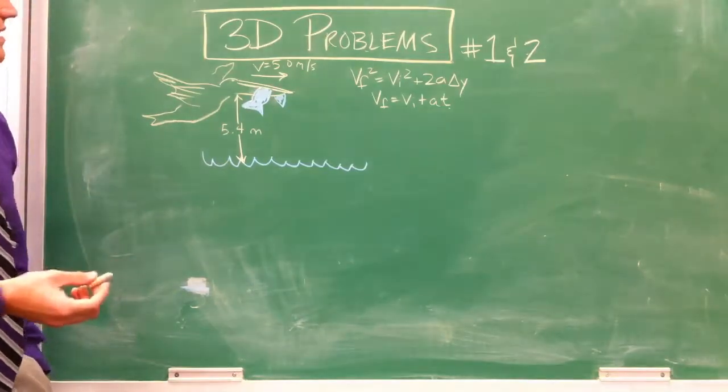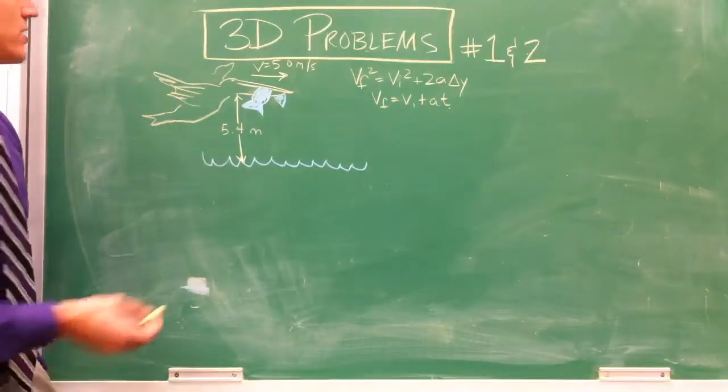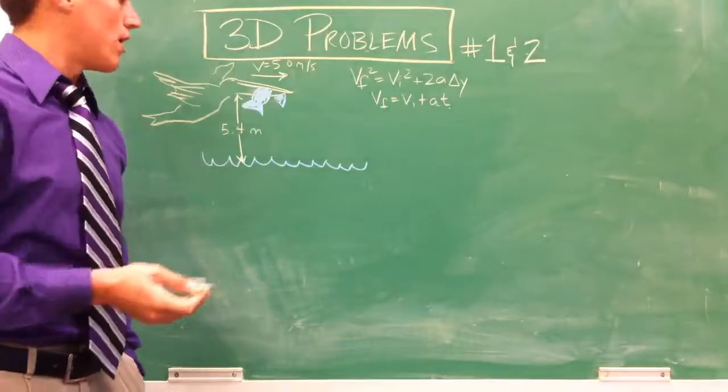For number 1, it's asking how far horizontally is our fish going to fall? And number 2 wants to know the vertical and horizontal components of velocity when that fish hits the water.